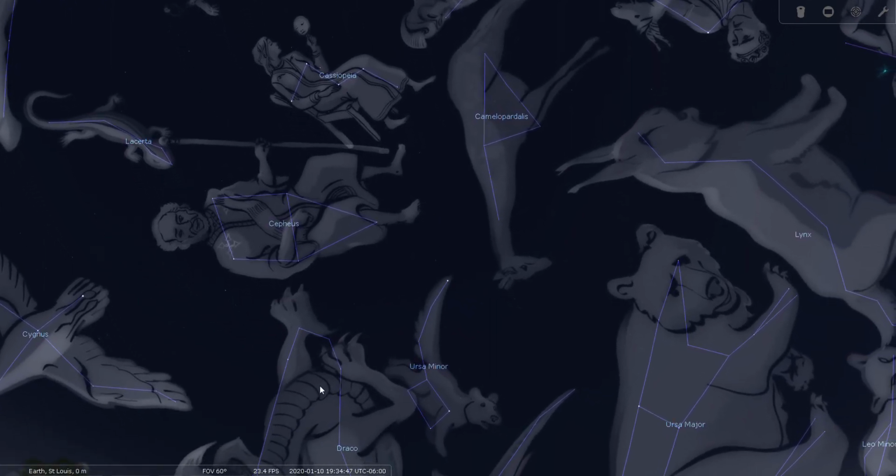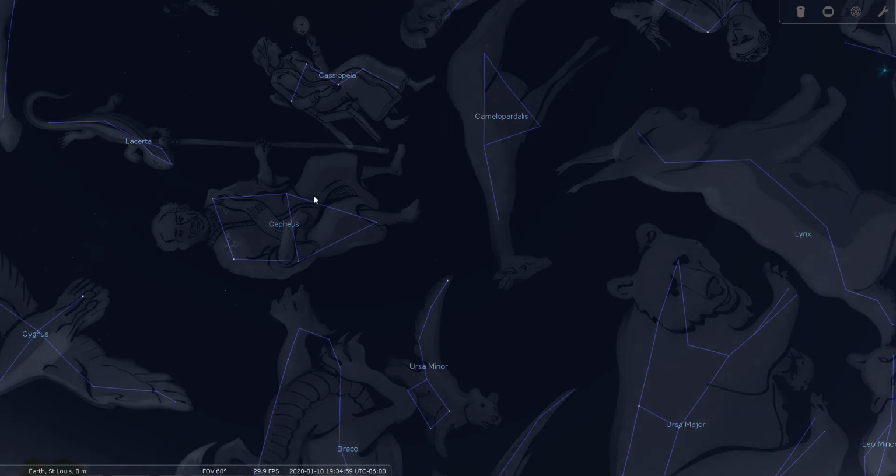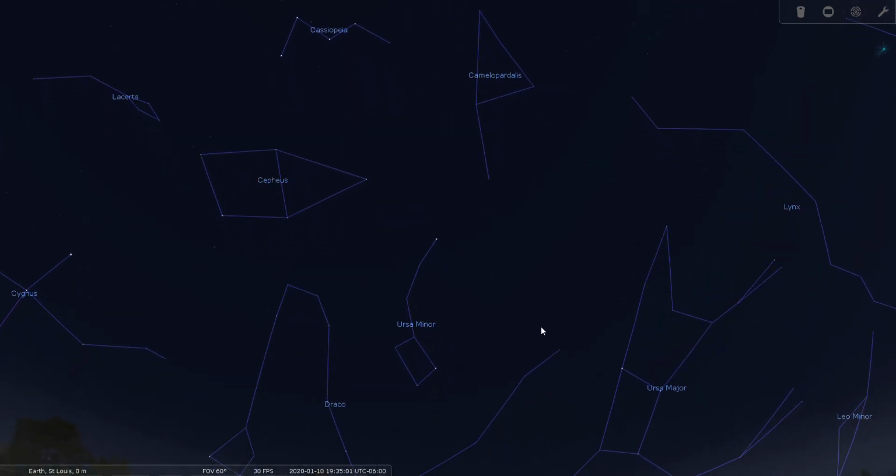So all these circumpolar constellations rotate counterclockwise around the North Star, and that includes Cassiopeia. And you will notice that Cassiopeia and the Big Dipper are on opposite sides of the North Star. So if you imagine this part of the sky as a large clock, the sky is turning counterclockwise, and the Big Dipper and Cassiopeia are always on opposite sides of the North Star.